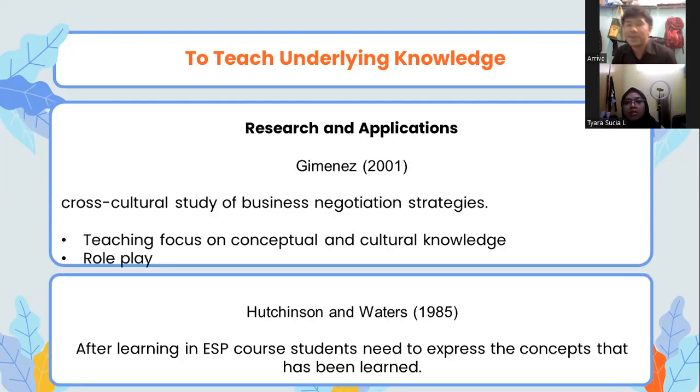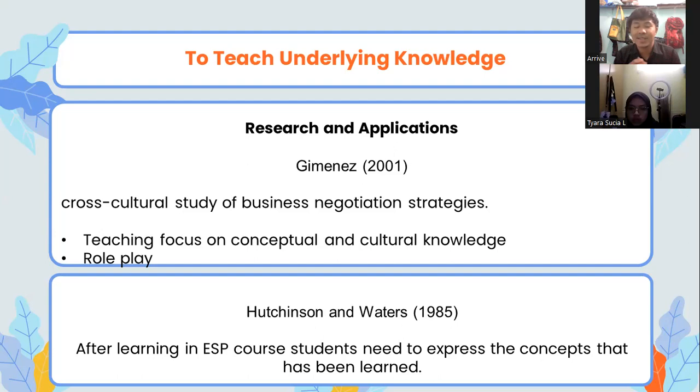And also, the last one is research and application. Gymnast 2001 is actually talking about the practice in the ESP class, but in a cross-cultural study of business negotiation strategies. Here, the study focused on the strategies of negotiators from a range of countries negotiating with an import and export. So basically, it's like a class to do negotiation between one country and another.